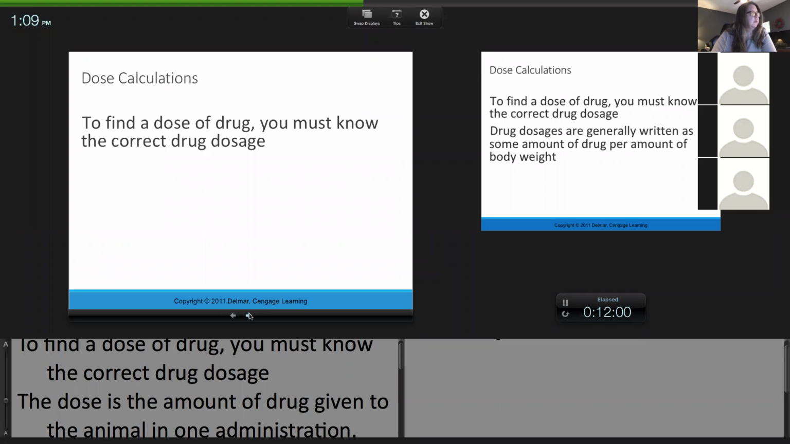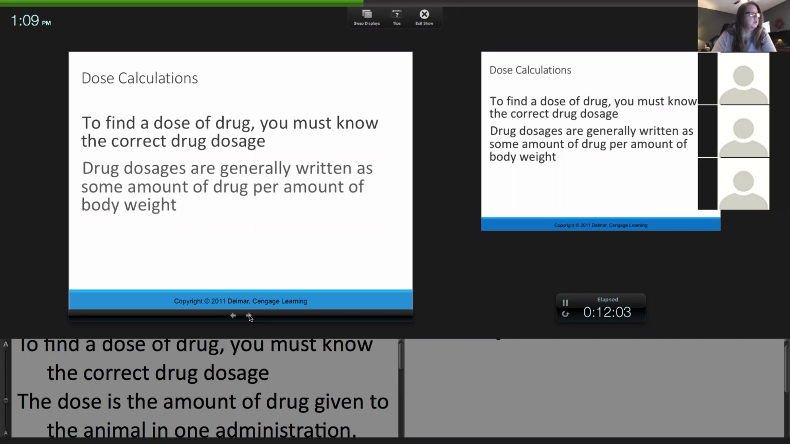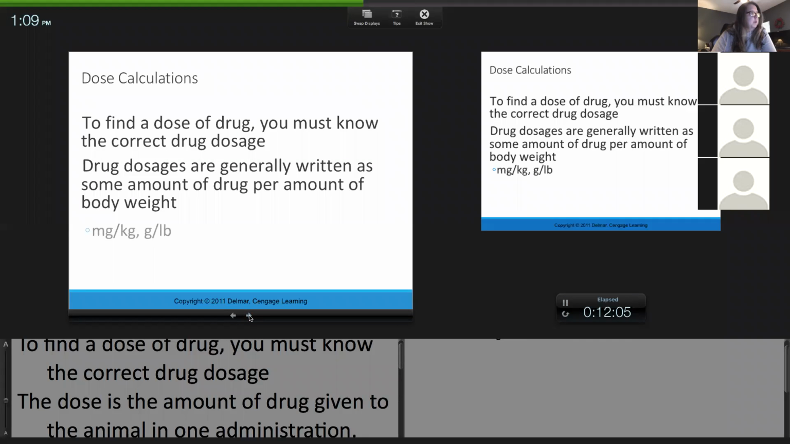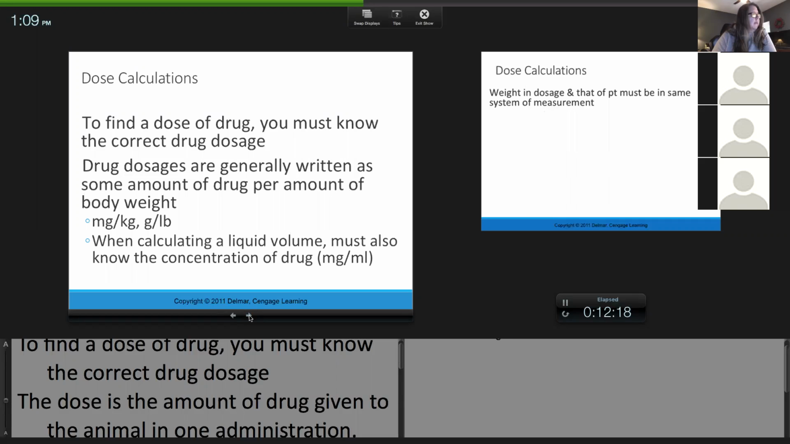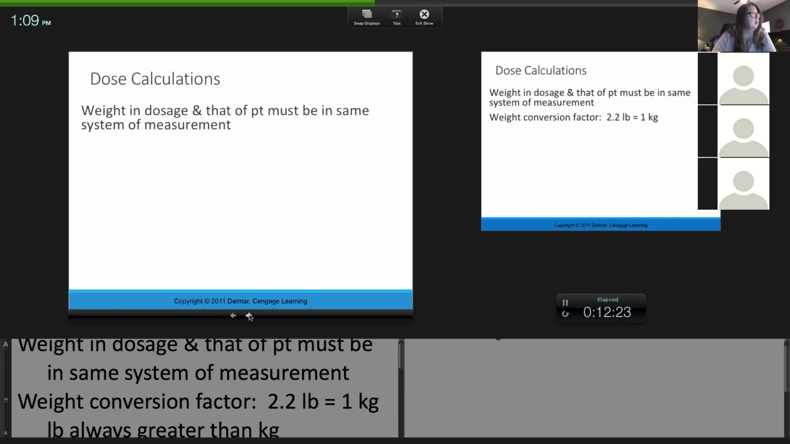So if we're going to calculate, we have to know the dosage of the drug. How much per body weight? Mg per kg, or mg per pound. Most of the time, mg per kg or mg per pound is what you're going to do. Occasionally, we work in grams. And then you have to know the concentration of the medication you're using. The weight and dosage must be in the same unit of measurement. If the drug is mg per kg, you can't leave the patient's weight in pounds. You have to get it into the same unit of measure.